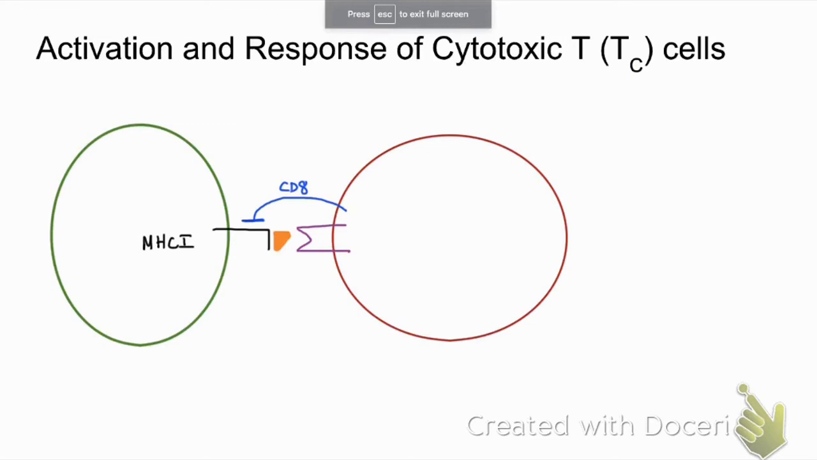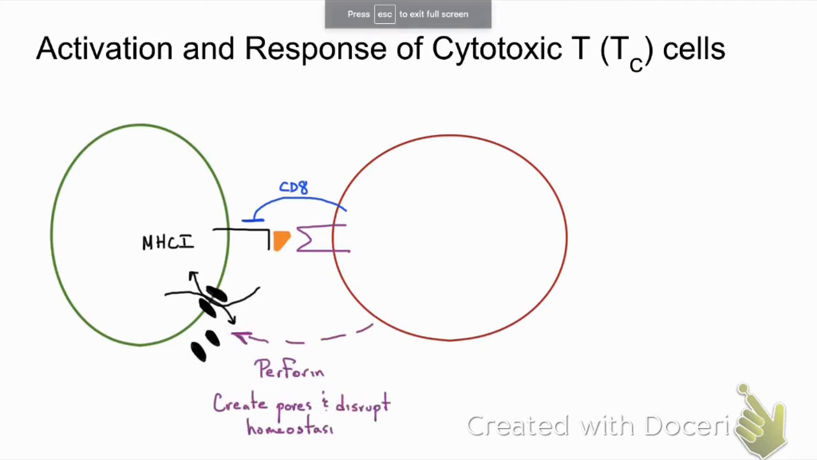What they end up doing is secreting perforin, which is going to create pores in the membrane of the cell, and this is going to disrupt homeostasis by allowing ions in and out across that cell membrane, by allowing for water to flow freely. These pores that get formed are nonspecific, and so this is going to start to disrupt the cell.